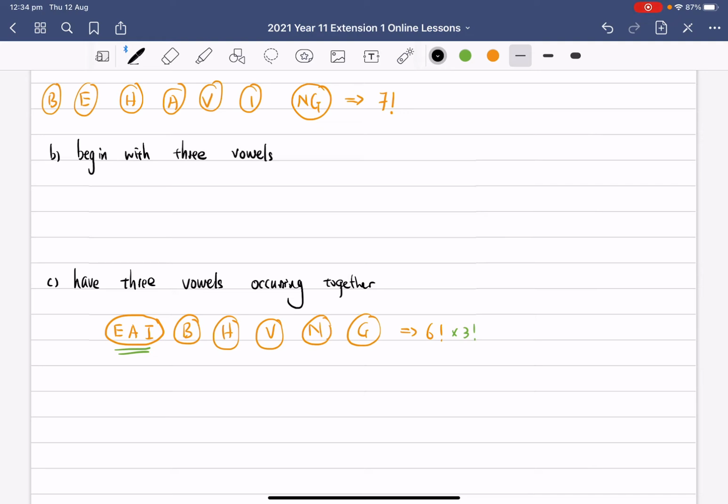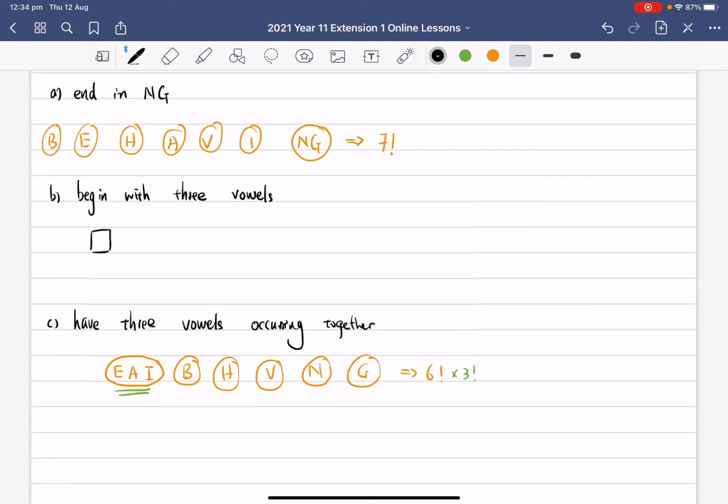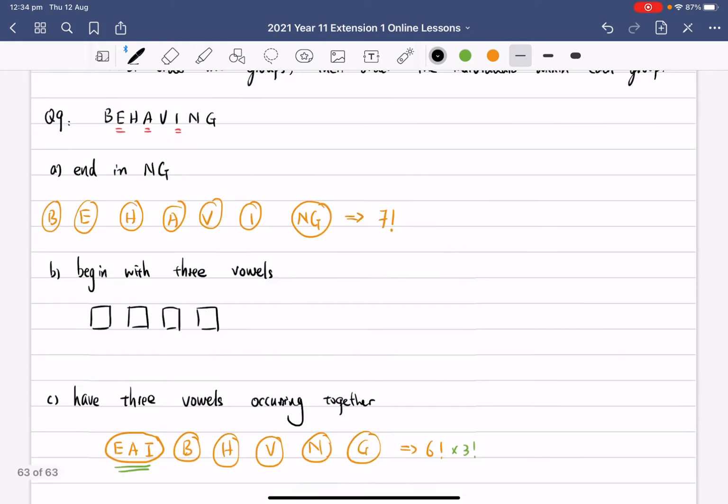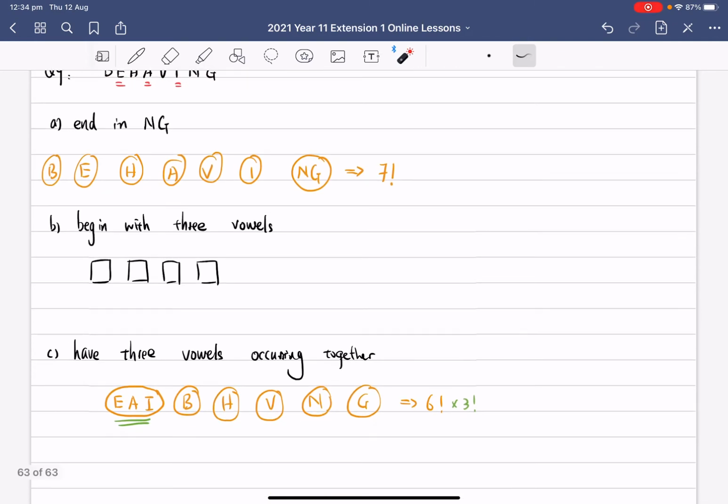All right, so for the second question, begin with three vowels. So the beginning letter has to be a vowel. In this case I'm just going to use the boxing method. We just need to count how many letters we have: 1, 2, 3, 4, 5, 6, 7, 8. So we've got 8 letters. Is that 8 letters? Okay, 8 letters.